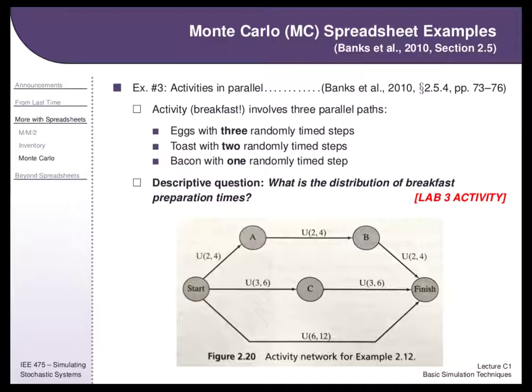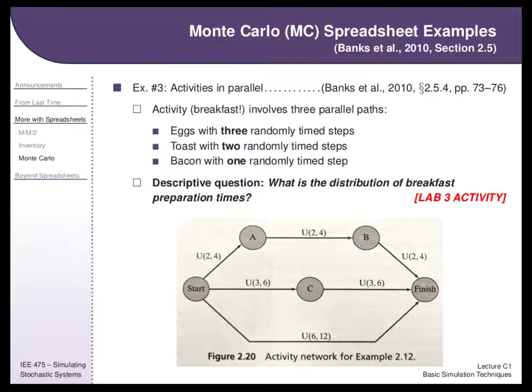Then you've got this top one where each small sub-thing, so these are sequences, you have to do this before you can do this, never will take more than 4, never will take more than 4, never will take more than 4. The average here is going to be 3, 3, and 3, so the average on this top path is going to be 9.